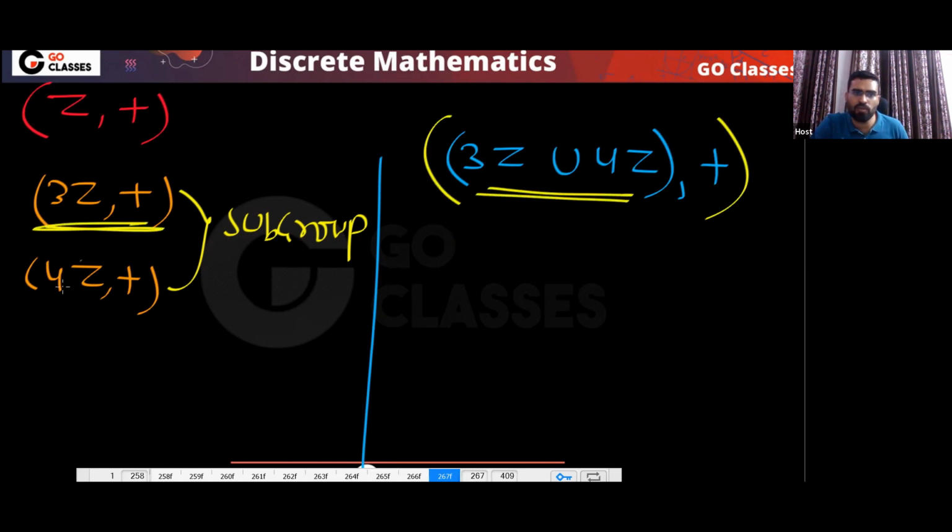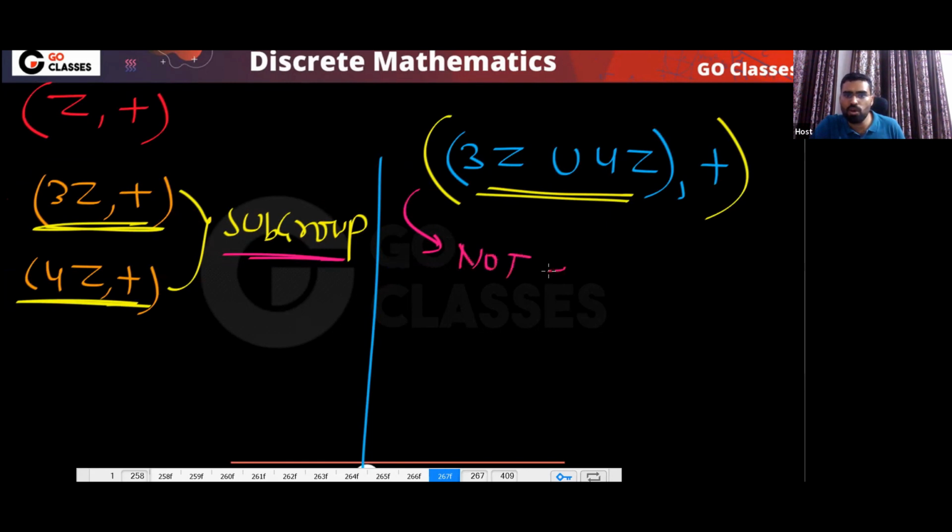So here you have multiples of 3, here you have multiples of 4. If you take their union, is this a subgroup? Tell me. These are the subgroups. If you take their union, will this be a subgroup? No. Why? What is the reason?